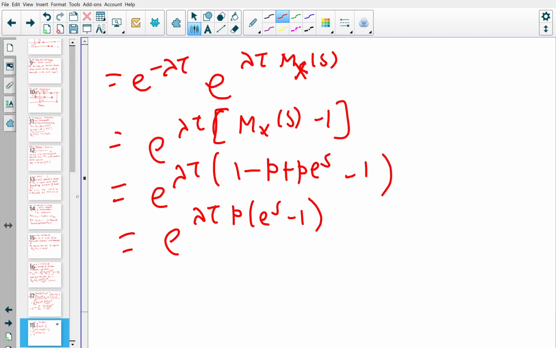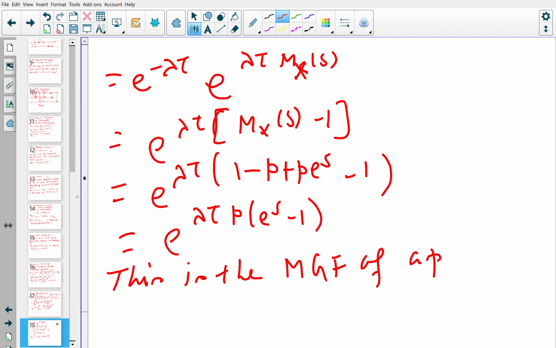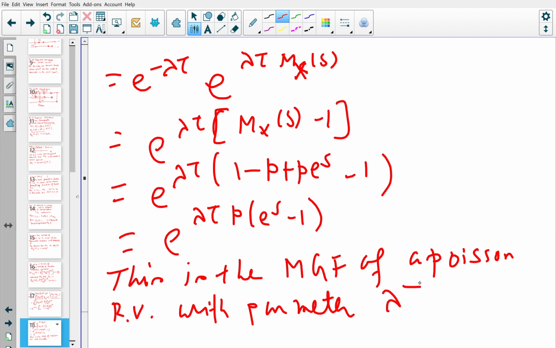And now we can easily find out that this is the moment generating function of what? This is the moment generating function of a Poisson random variable with parameter lambda tau p, right?